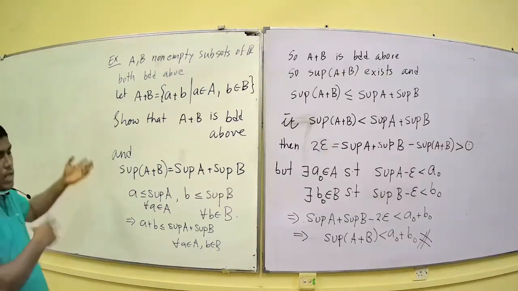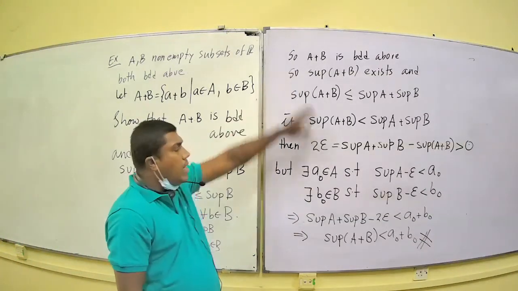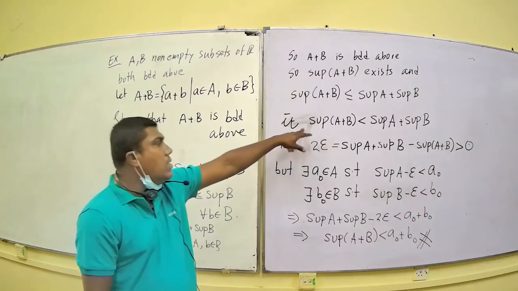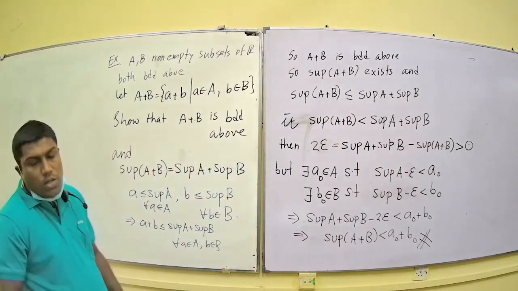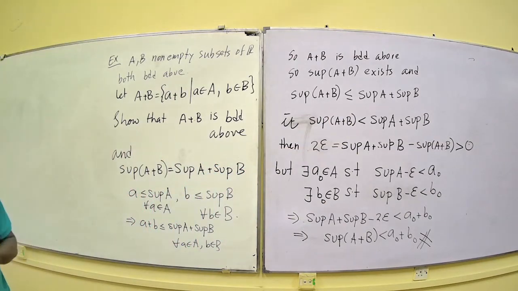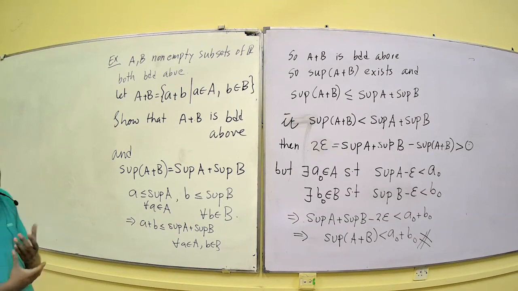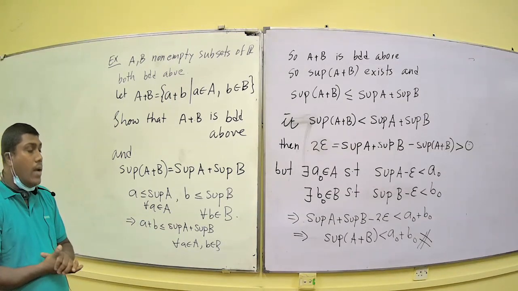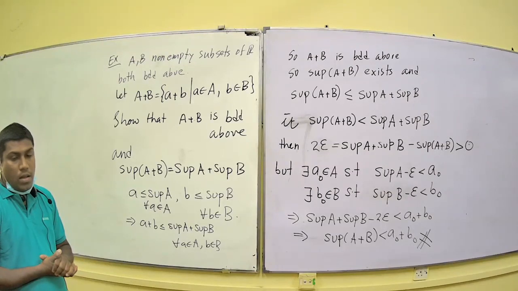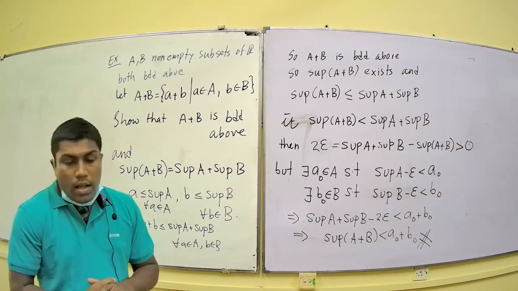I am skipping writing a few steps here, but you can understand now because we have done similar kinds of exercises several times. So basically, because of this contradiction, this is not true. So obviously, equality holds, right? That is how we prove the relationship for the supremum when you add two sets. So that's all for the supremum.